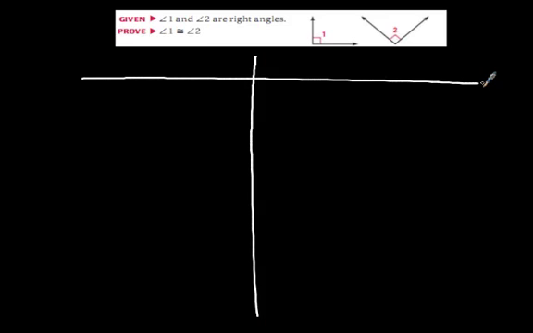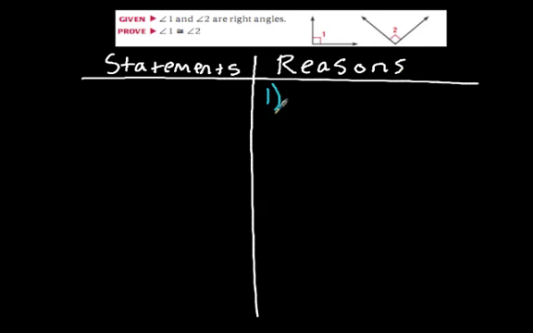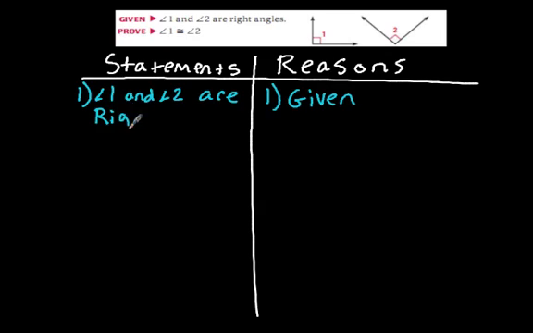Well, we first start with our little statements and reasons, as always. And the first thing I like to do is start with the given. Always start with the given. So, my given is the fact that angle 1 and angle 2 are right angles.